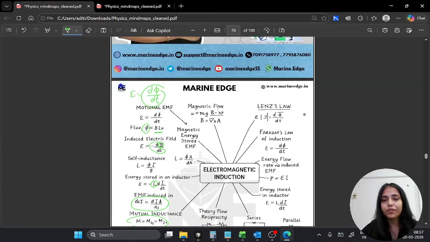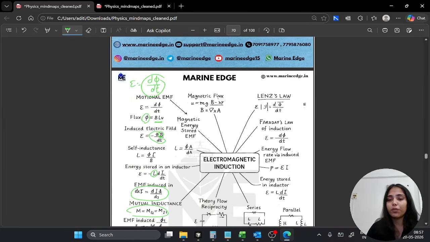Alright. Now, next we have Lenz's law. What does Lenz's law say? First, by Faraday's law, we found out that whenever there is a change in flux, an EMF or a voltage is induced. Now, the direction of the voltage is told by Lenz's law. So, Lenz's law works on the conservation of what?